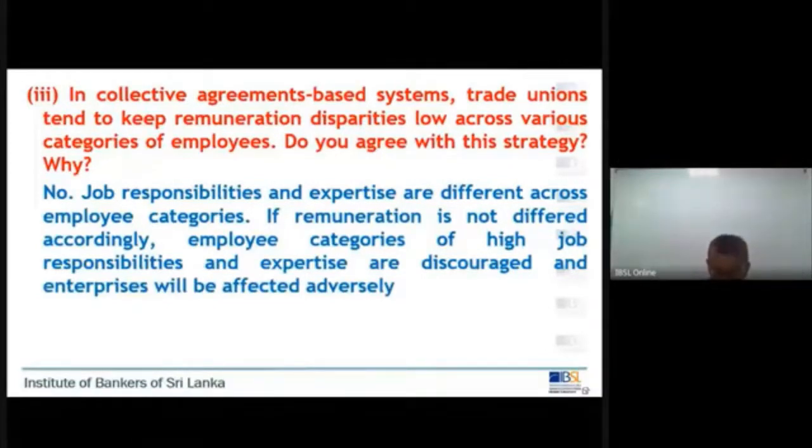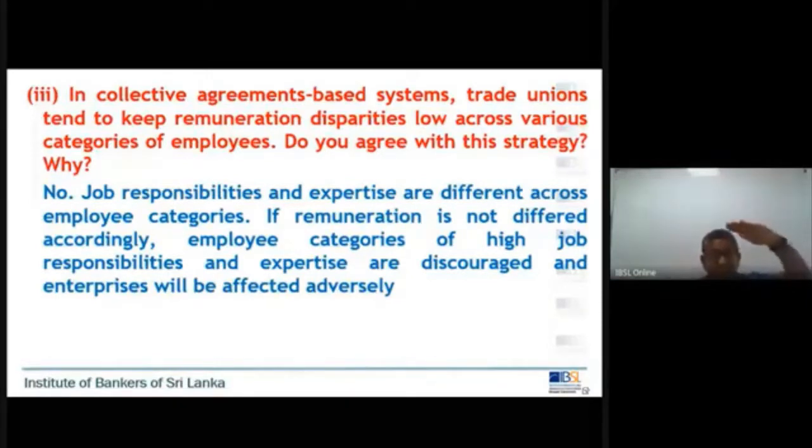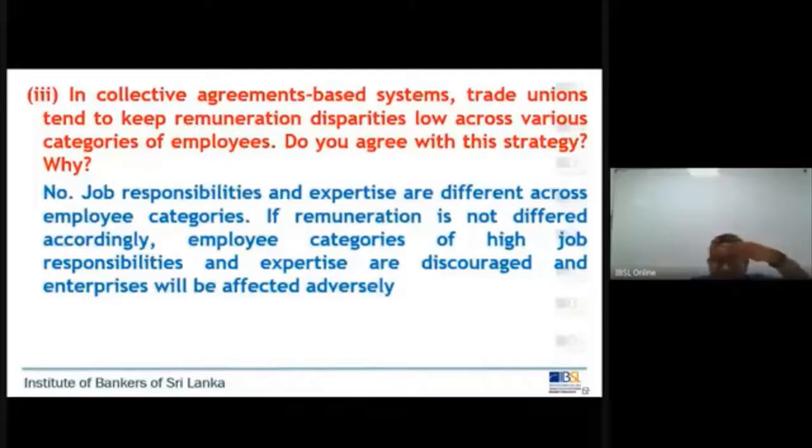You see, in the private performance-based remuneration system, these gaps are very high. Your senior level manager, say, gets 100,000, and the next level may be getting 50,000. This gap, the remuneration disparity, is very much high for other employees. Now what this question is asking is that in a collective agreement based system, trade unions tend to keep remuneration disparities low across various categories of employees. Here the gap is very low.